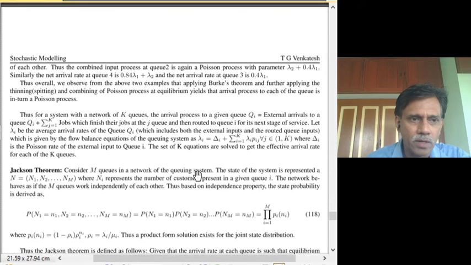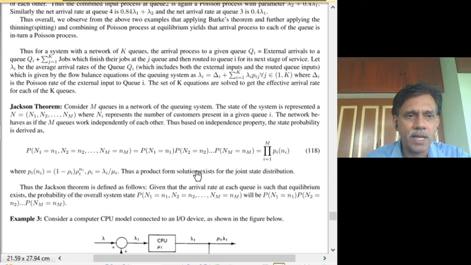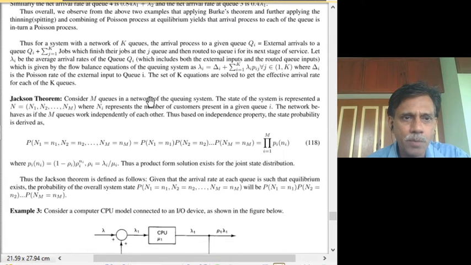So that way we can solve it. So what Jackson's theorem tells you is, consider m queues in a network of queuing system. The state of the system, if it is represented as an m-tuple where each component is the number of customers in each one of these queues. So n is a combination of n1, n2 to nm, which are the respective number of customers in queues 1 to m. Ni represents the number of customers in the ith queue.